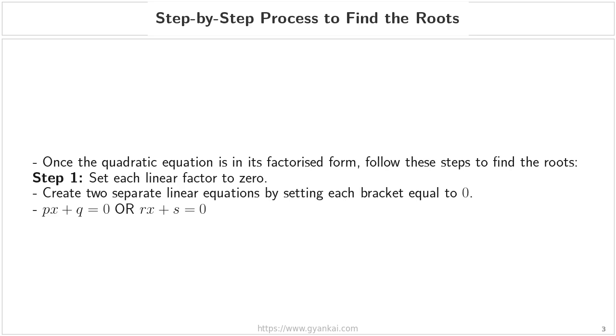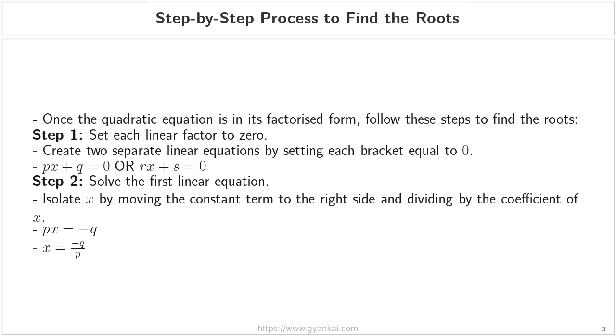Step 1, your first task is to set each linear factor to 0. This means you take each individual bracket and create two separate, simpler linear equations by setting them equal to 0. In mathematical terms, you are saying that px + q = 0, or rx + s = 0.